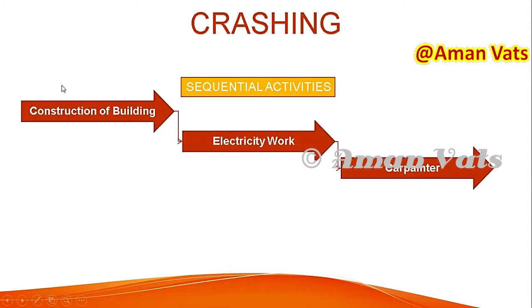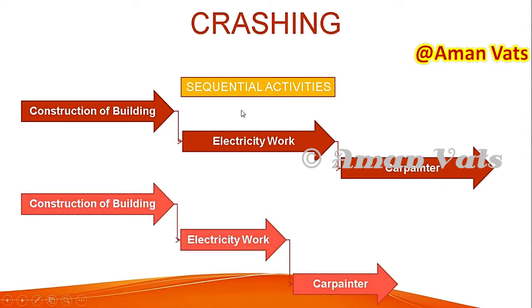How does crashing work? For example, as I mentioned in my previous video when I was talking about fast tracking, you have sequential activities: construction of the building, then electrical work, then carpentry work. When you apply crashing by putting additional resources, the electrical work has a dependency on construction of the building. You have reduced the overall duration of the electrical work by putting more resources, and therefore you were able to start your carpentry work well before its planned start date. So you are able to achieve your target of delivering on the target date. You are again able to save time, but remember, this has a big impact on cost. You need to be very careful in calculating the cost.